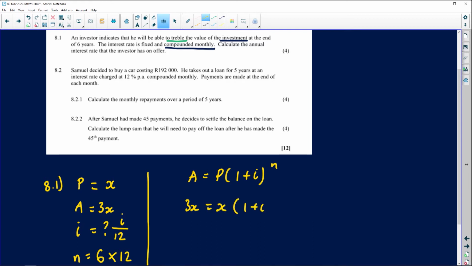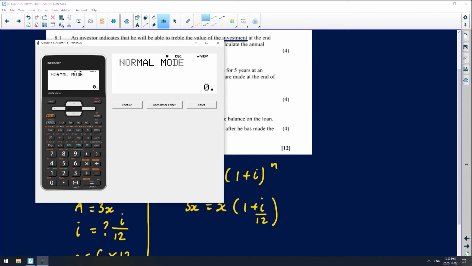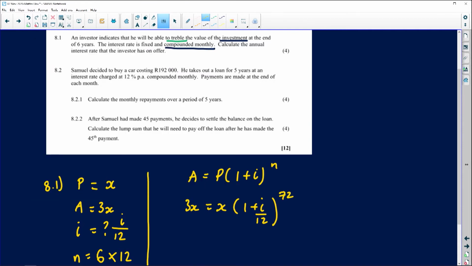I've got 1 plus an unknown interest over 12, right? To the power of n. That is 6 times 12. You can put 6 times 12, or you can literally multiply 6 and 12 and get an answer of 72, which is what you might substitute here, all right?